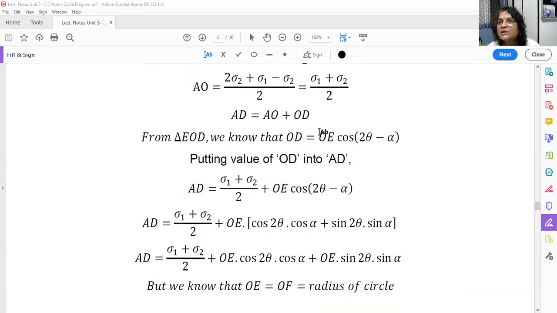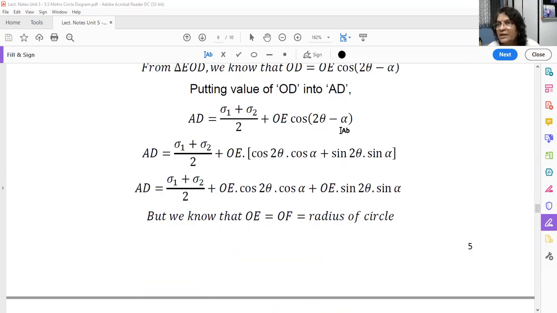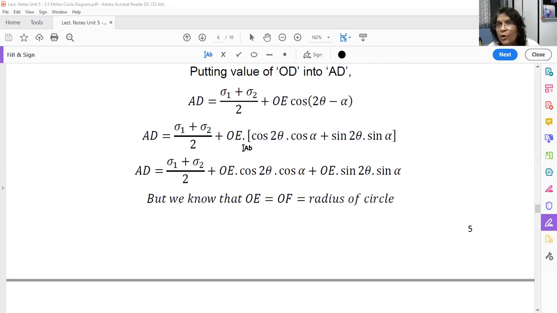Now just open this bracket. You know cos (A minus B) is cos A cos B plus sin A sin B. So keep this as it is, plus OE into the bracket: cos (2 theta minus alpha) is cos 2 theta cos alpha plus sin 2 theta sin alpha. Now open the bracket. So OE cos 2 theta cos alpha plus OE sin 2 theta sin alpha.